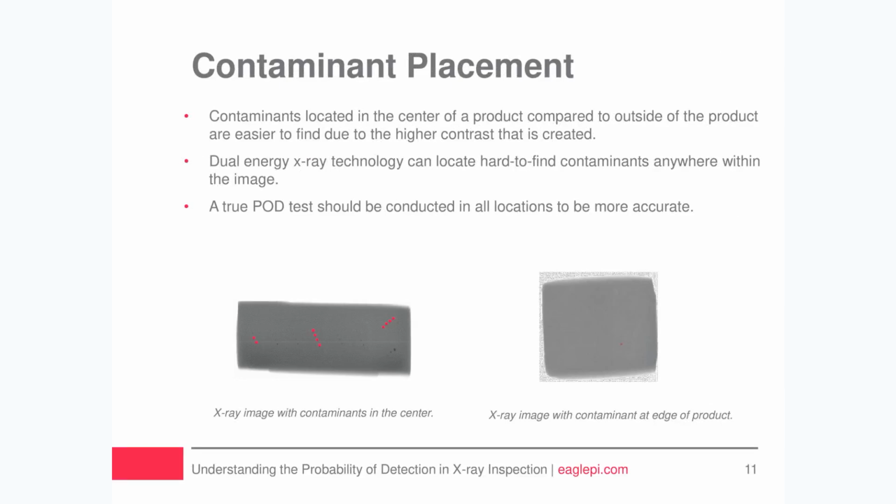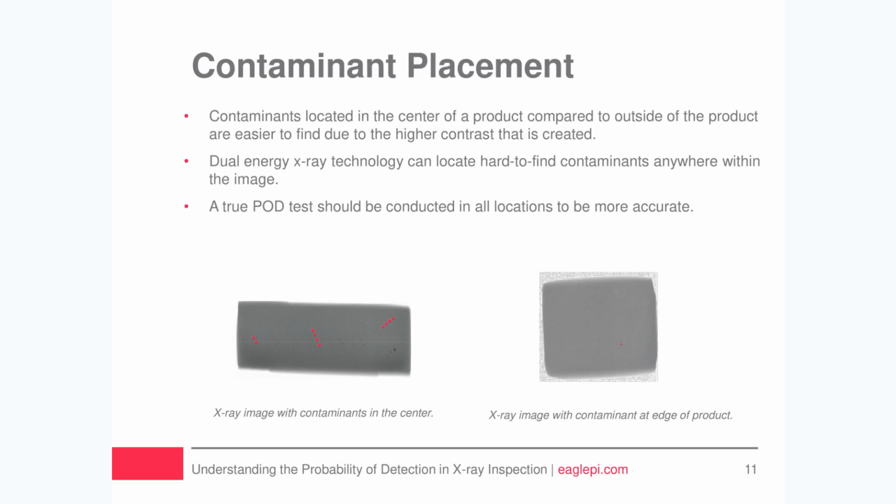Probability of detection depends not only on the product density, but also contaminant placement. And it's important to understand that this placement will affect the probability of detection value. If the contaminant is outside of the product, say located on the conveyor belt, rather than embedded within the product, there is no product displacement. So contaminant absorption stands alone to product absorption. In effect, overall absorption is lessened when a contaminant is not embedded in the product.